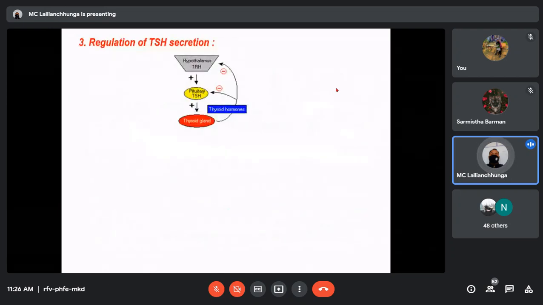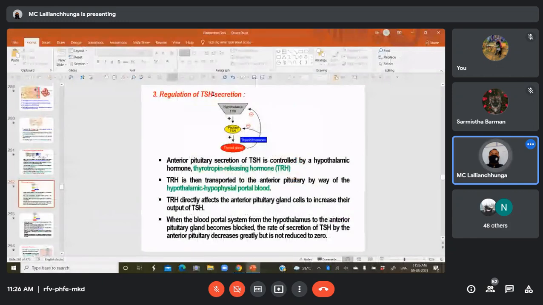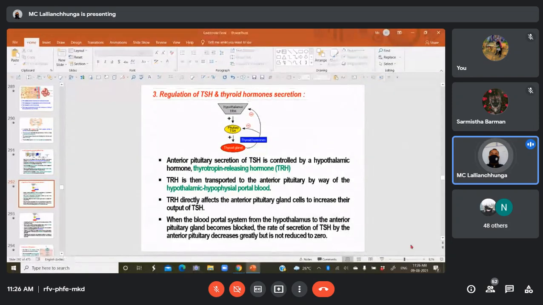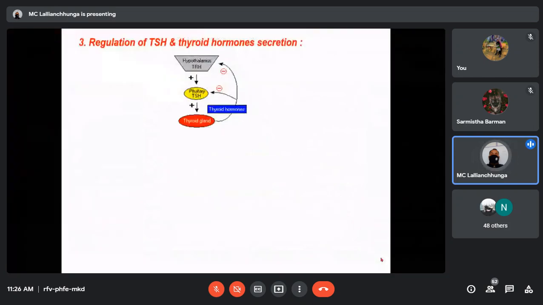So what about the regulation of TSH secretion? This one also we have already discussed when we talked about TSH. Actually, it is not exactly TSH secretion. Let me just add this one, because these are all interrelated, and TSH and thyroid hormones, their regulation, we cannot separate them. They are all interrelated.